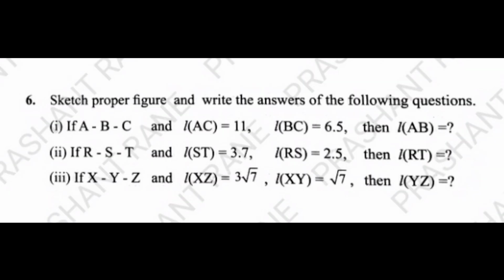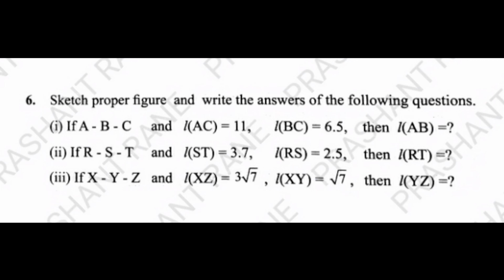Question number 6. Sketch a proper figure and write the answers of the following questions. The first one is A-B-C, and length AC is 11, length BC is equal to 6.5, then find length AB. Second one, if R-S-T and length ST is equal to 3.7, length RS is equal to 2.5, then find length RT. And in the third sub question, if X-Y-Z and length XZ is equal to 3 root 7, length XY is equal to root 7, find length YZ.